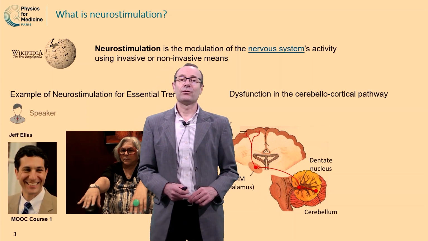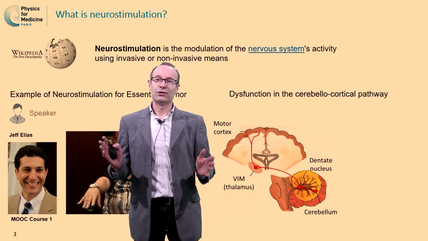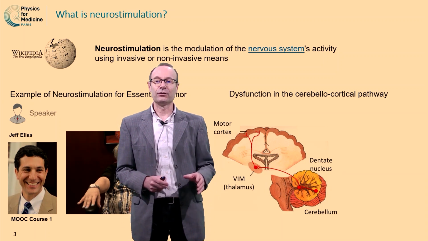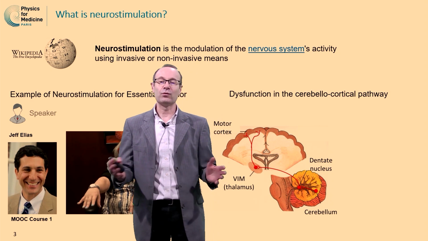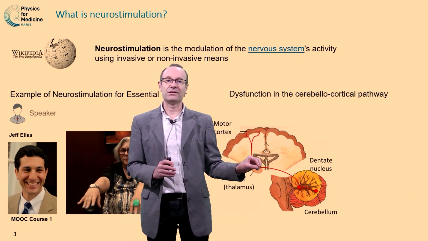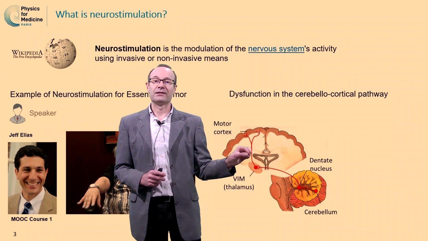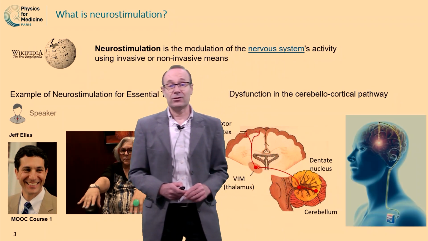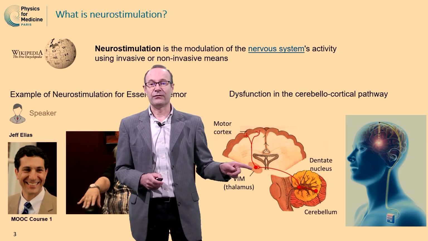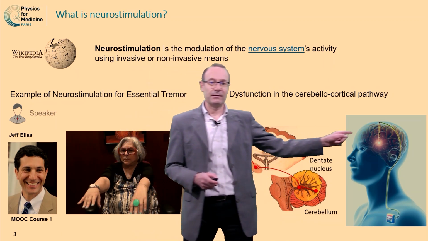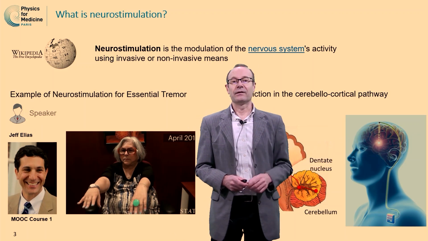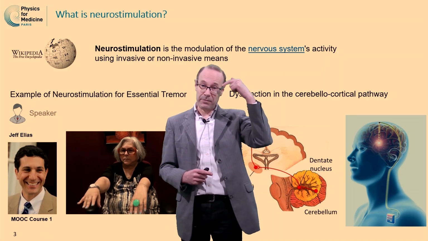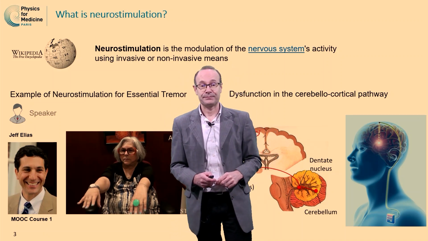Jeff Elias already told you about how to use focused ultrasound to perform ablation of the VIM in order to treat essential tremor. So that's one way to treat this disease, by ablating this area and completely stopping the activity within the VIM. Another way to do it is to modulate the activity of the VIM by implanting an electrode here in the VIM. So it's an invasive way of neurostimulation because we need to implant this electrode deep into the brain.